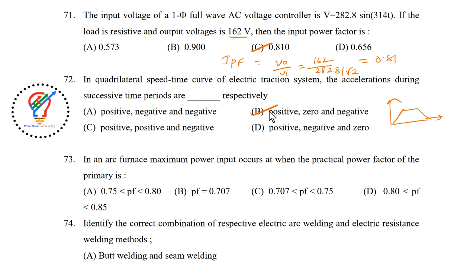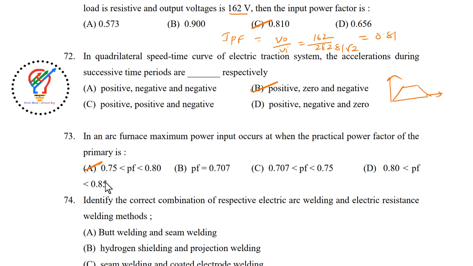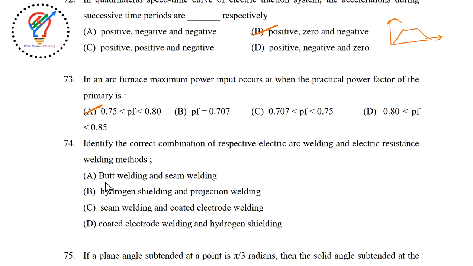Next one, in arc furnaces, maximum power input occurs when the practical power factor of the primary is. It is in the range of 0.75 to 0.80. Next one, identify the correct combination of respective electric arc welding and electric resistance welding methods. So they are nothing but hydrogen shielding and projection welding.